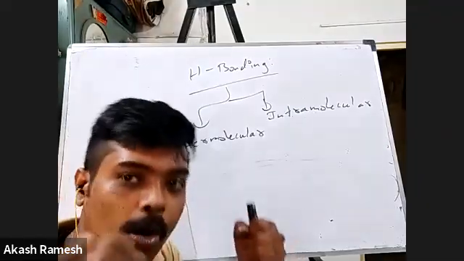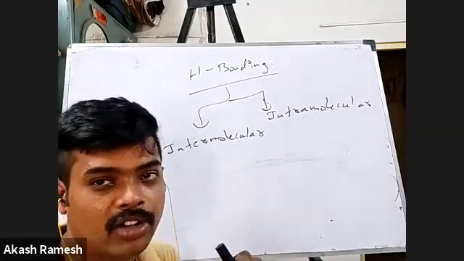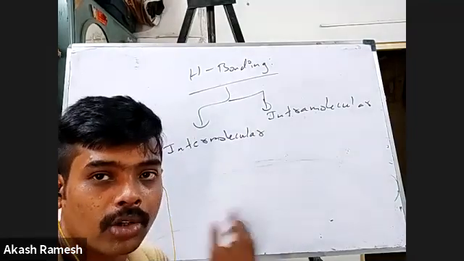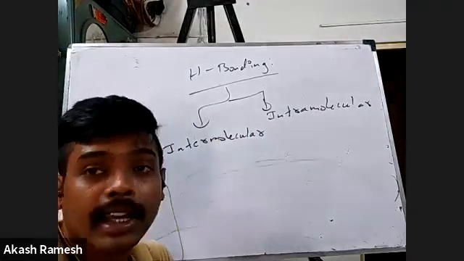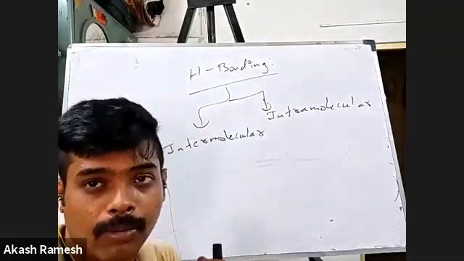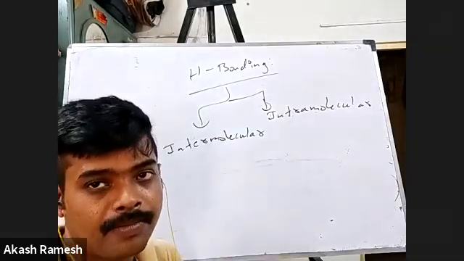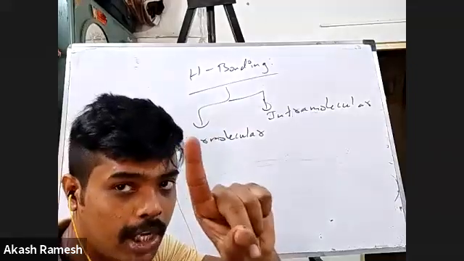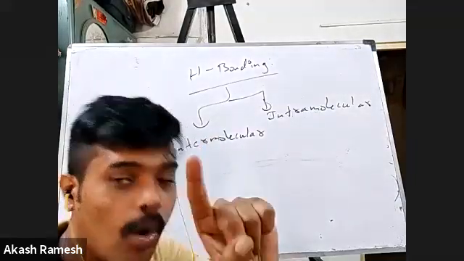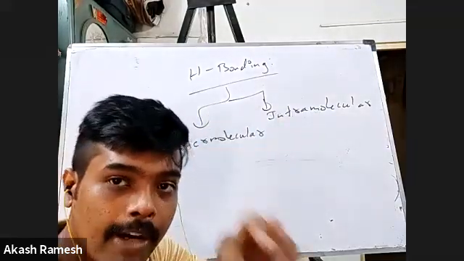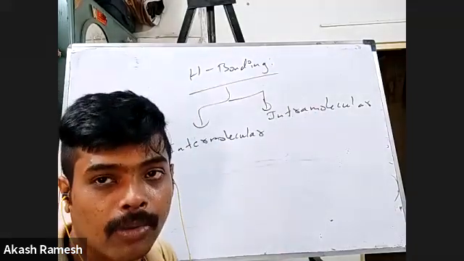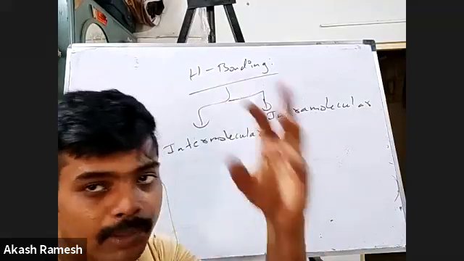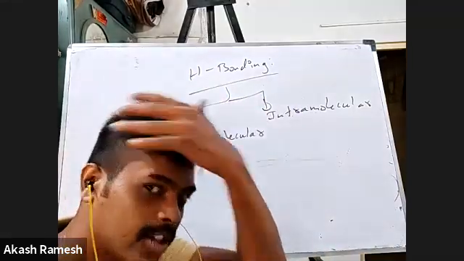So between two molecules, if I have hydrogen bonding, just now you saw between two H2O molecules, between two ammonia molecules, all these come under intermolecular hydrogen bonding between two species, right? Now there can be cases where I have only one molecule, and inside that molecule itself, hydrogen bonding can happen.